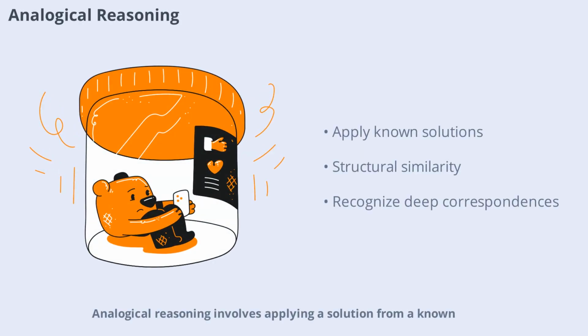Analogical reasoning involves applying a solution from a known problem to a new problem that shares structural similarity. For example, Gick and Holyoak's study showed that participants who read a military analogy were more likely to solve a medical problem using a similar strategy. Recognizing deep structural correspondences rather than surface features is key to successful analogical reasoning.